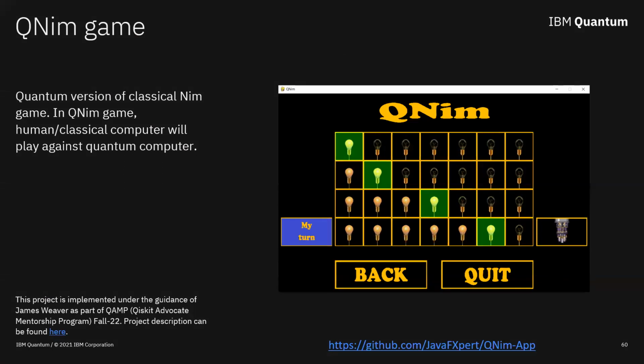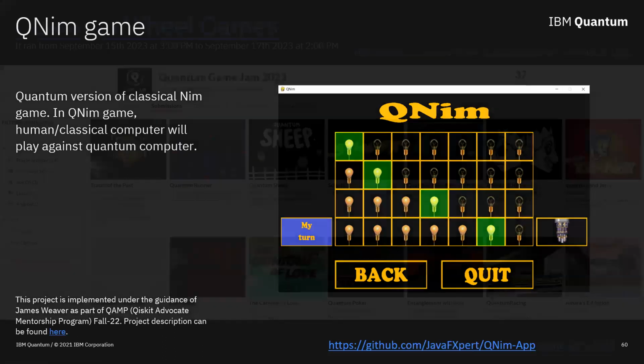Okay, and the last idea from James was the project which was implemented under one of the Qiskit Advocates mentorship programs last fall. And the project description you can find, of course, on his GitHub. This is, let's say, a classical Nim game, which was changed into a quantum-ish one. So basically, you are playing as a human, or a classical computer, against the quantum computer. You can find this application on his GitHub. Like I said, I will encourage you to find it because there is a lot of nice information, and also it shows you how you can build your own game.